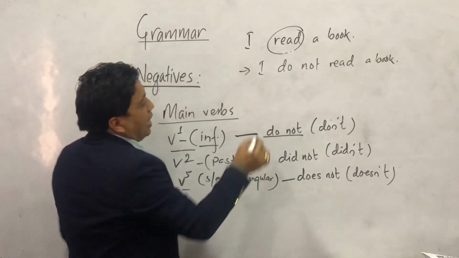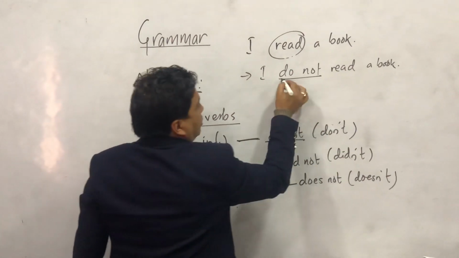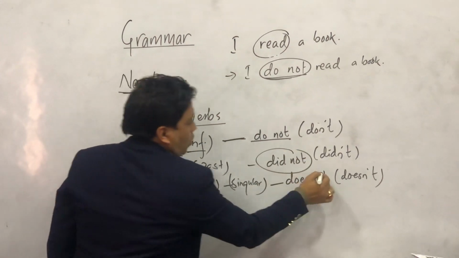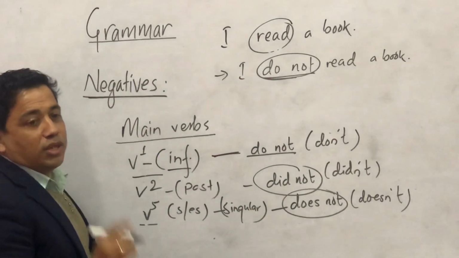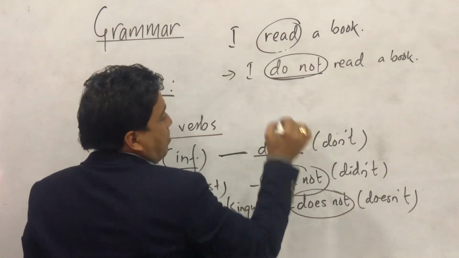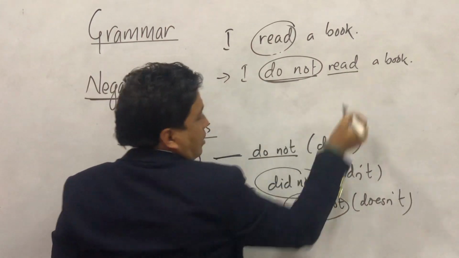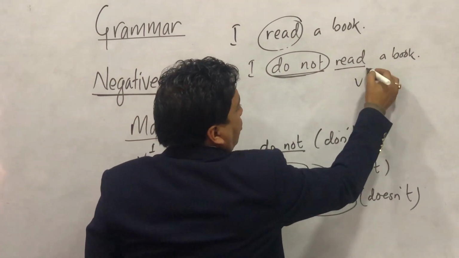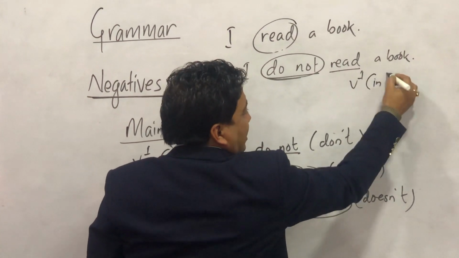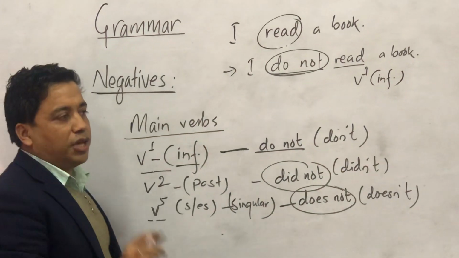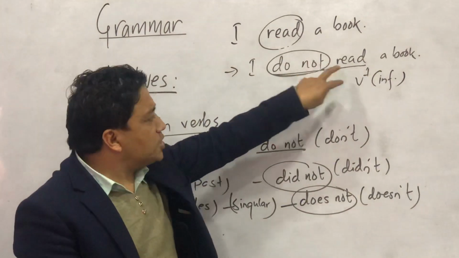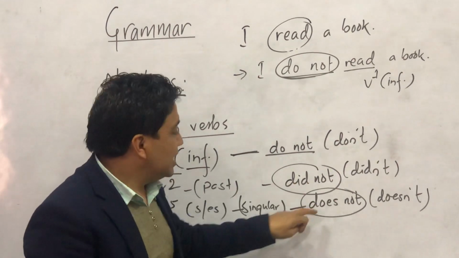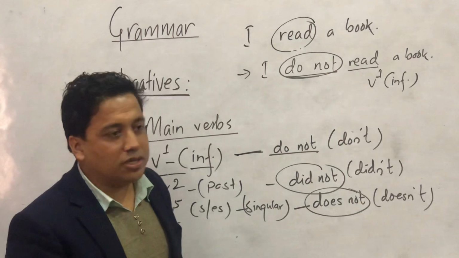Remember one thing, after you use do not or did not or does not, one thing you have to remember is to use verb one. Verb one is also called infinitive. So the infinitive form of the verb must be used after did not or does not. That's very important to remember, okay?